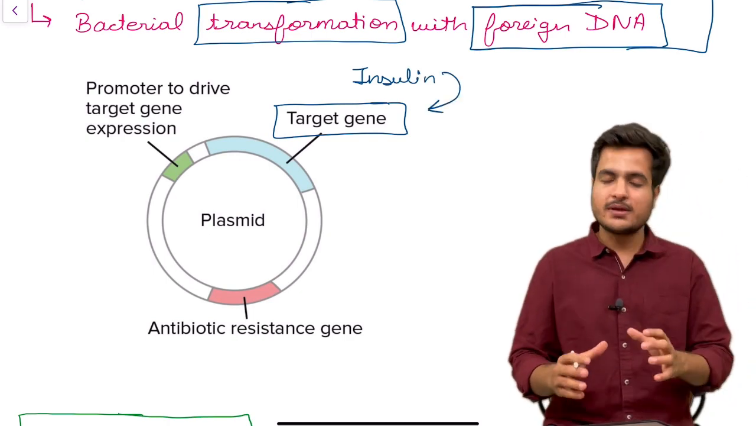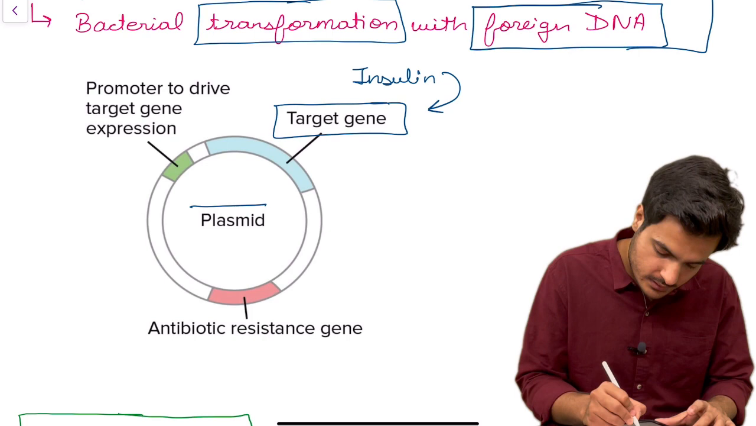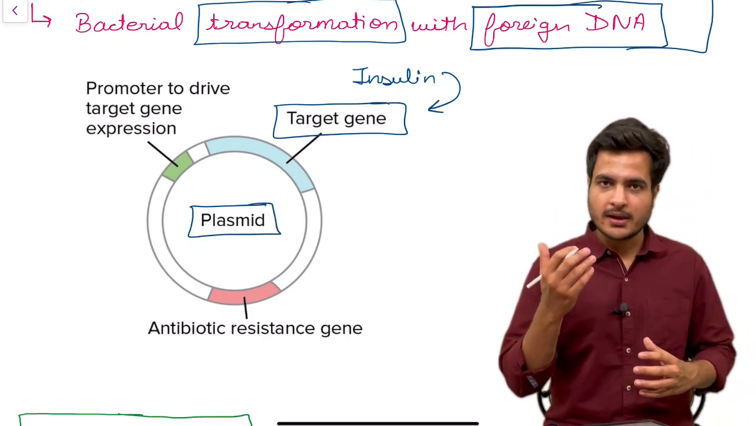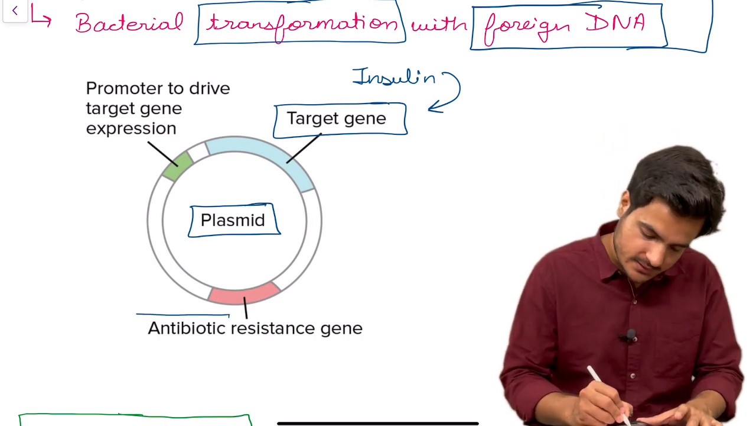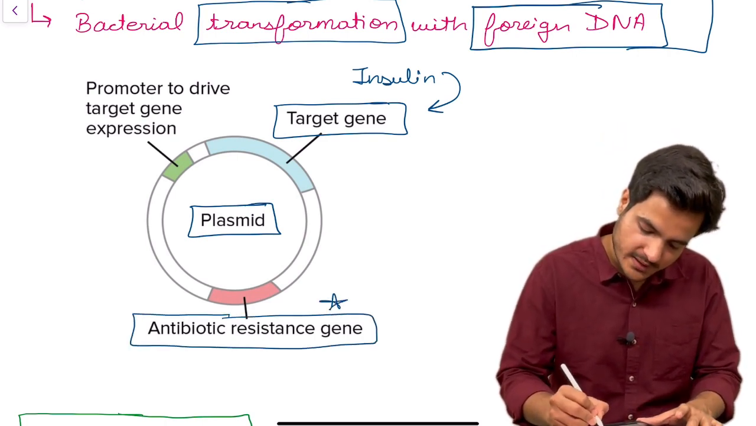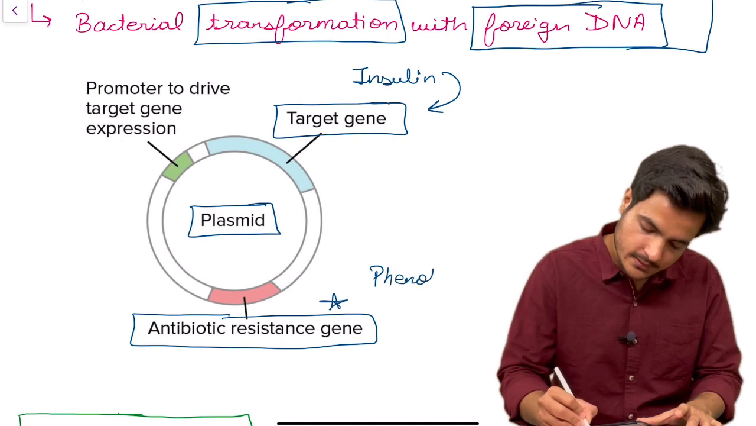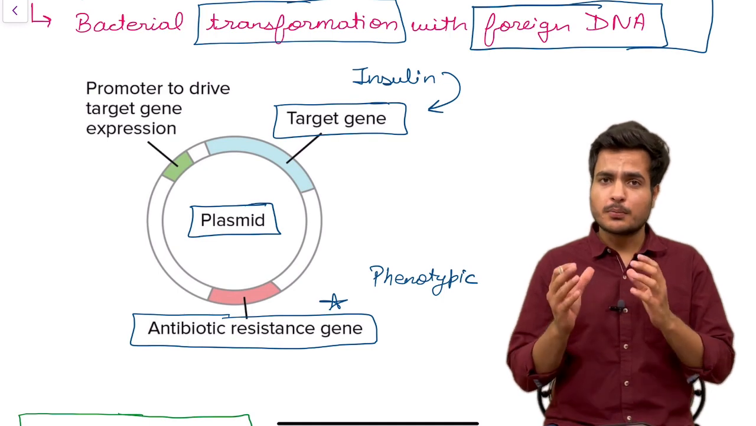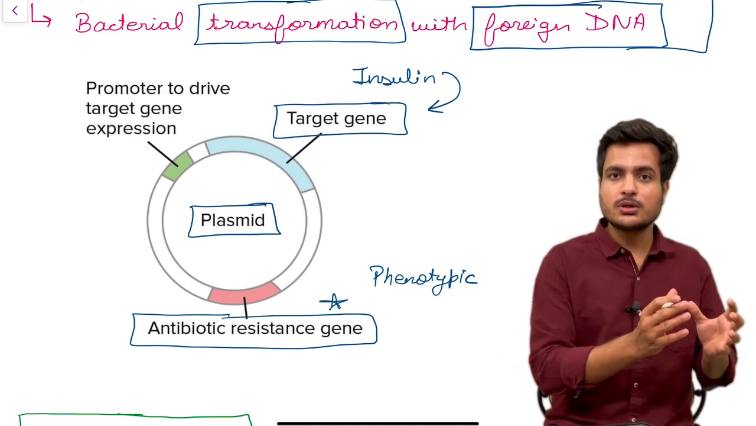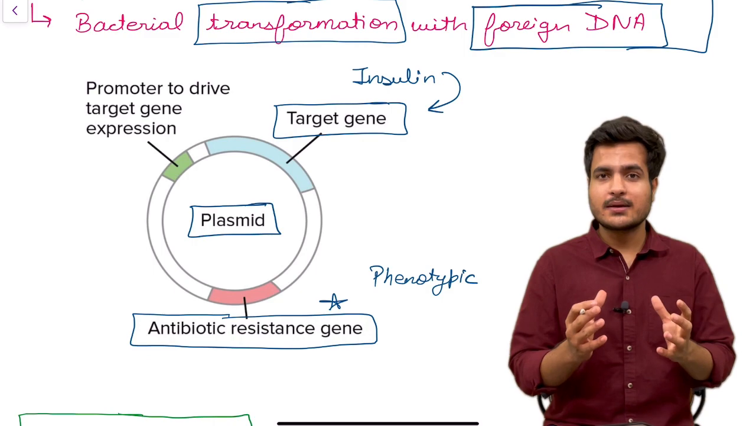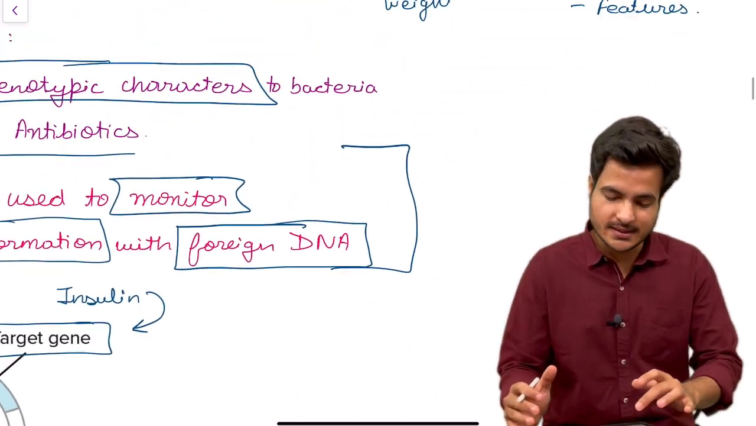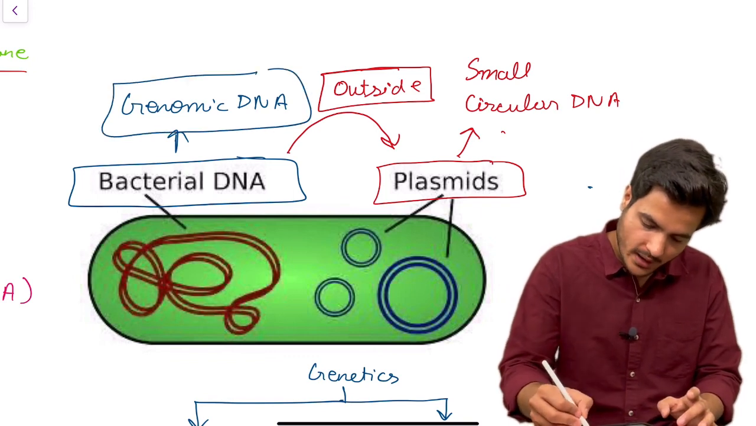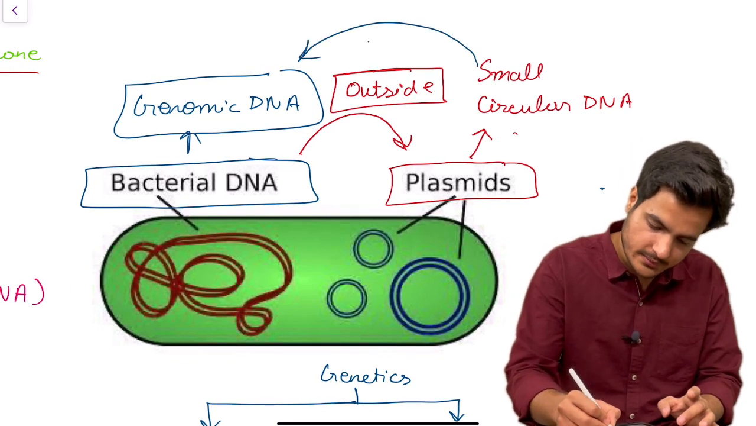So for the gene of insulin, we have taken a plasmid in which we have inserted the target gene, and we know that plasmid DNA has a certain antibiotic resistance gene in itself, which provides a unique phenotypic characteristic to each bacteria. So once we provide this plasmid into the bacteria and heat that bacteria, the tendency is that the bacterial genomic DNA acquires this plasmid DNA when heated.